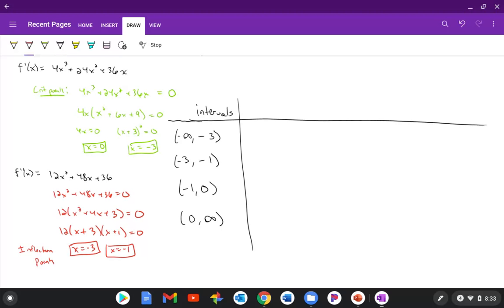So next up, we're going to test them into our first derivative. So we're going to do f prime of b. So we're going to plug in a number on that interval. So f prime of, say, -4. And we plug this into the first derivative. So I'm going to go and pull out my calculator, plug that first derivative into the y equals.